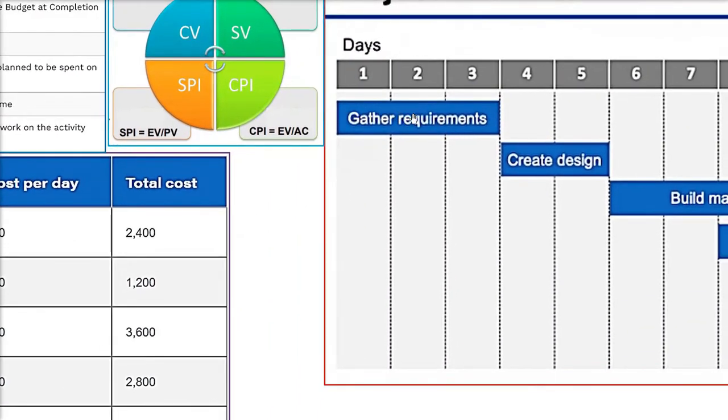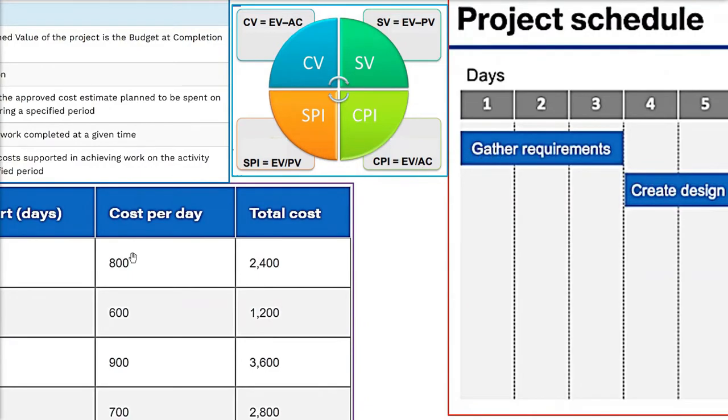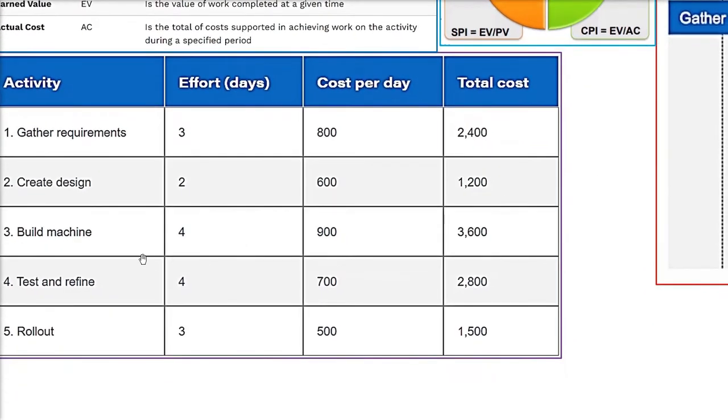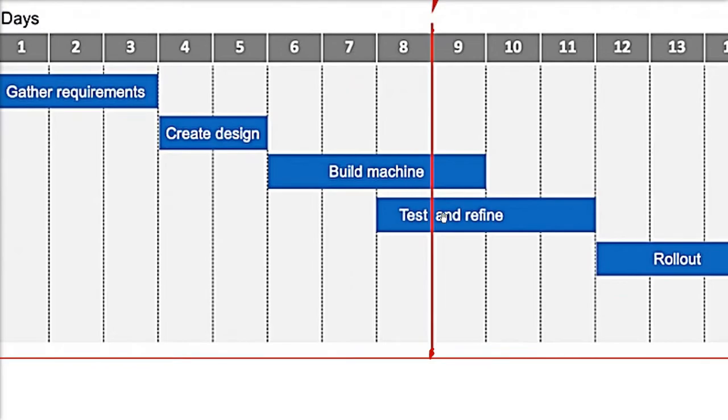This is going for 3 days. Gathering requirement, 3 days. And the cost for 1 day is 800. And the total cost is 2400. 8 3s are 24, so 2400. Likewise, all will come. Time is also given for each task, each activity. Cost per day is also given, and the total cost.